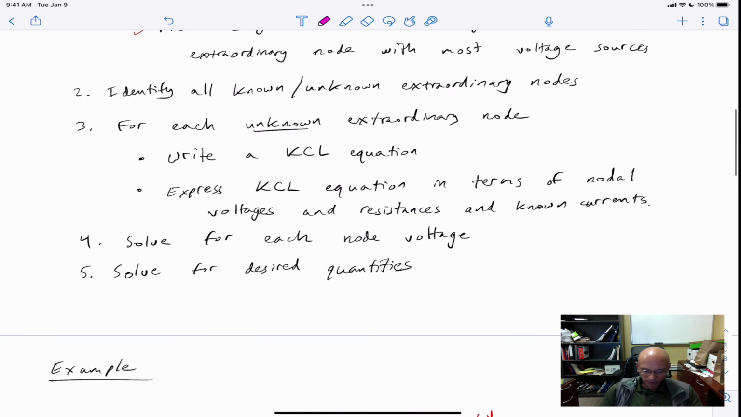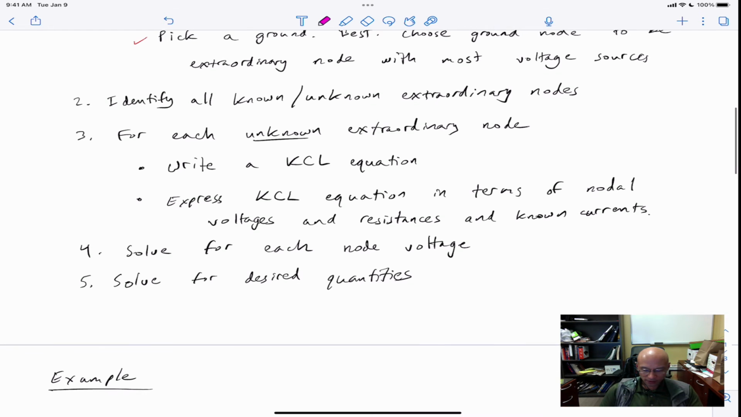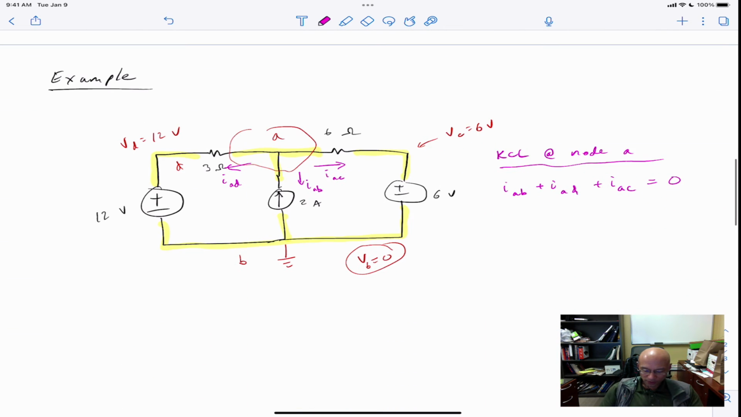The next step, as we look at step 3, is to turn this into an expression in terms of nodal voltages and resistances and known currents. So, for example, we know that IAB is -2 because 2 amps flows up, but IAB is flowing down, so it's -2. We can see that IAD is going to be VAD over the 3 ohm resistance in between. That's Ohm's law. And then IAC is VAC over 6 ohms.